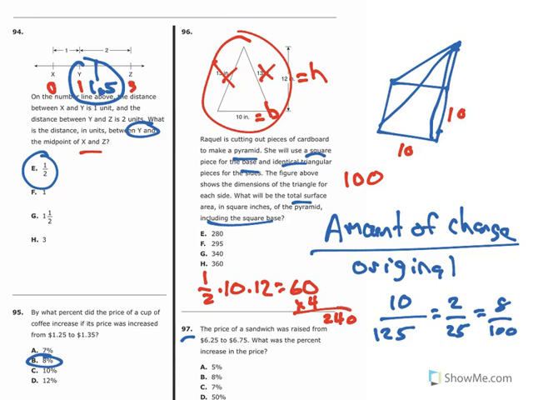So I've got my 240, which is my triangles. I've got my 100, which is my square base. I add them up, and I get 340.